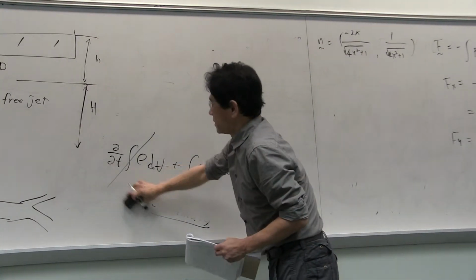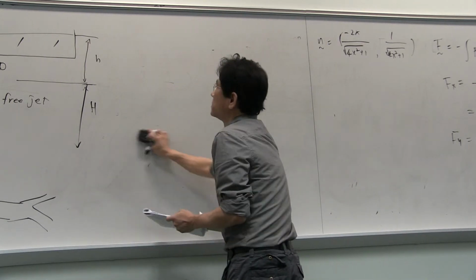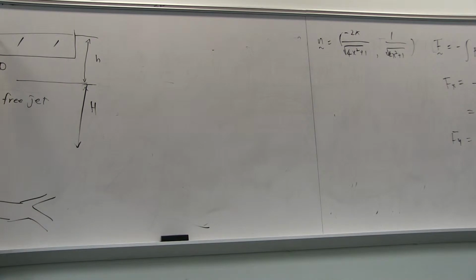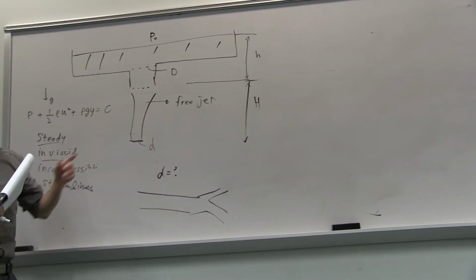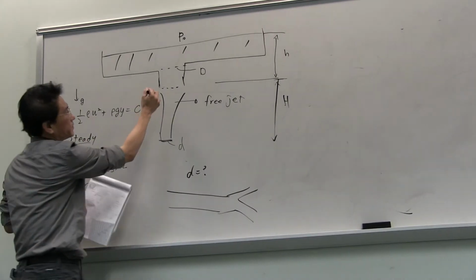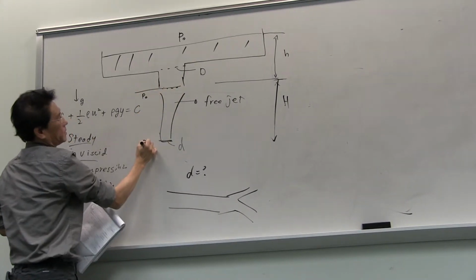Okay. Let me delete this. Anyway, so now you have a flow. Let's go from here. This is P naught, the pressure. Atmospheric pressure we call P naught, and everywhere is P naught, right? Because it's a jet, so even here, it's P naught and P naught, right?